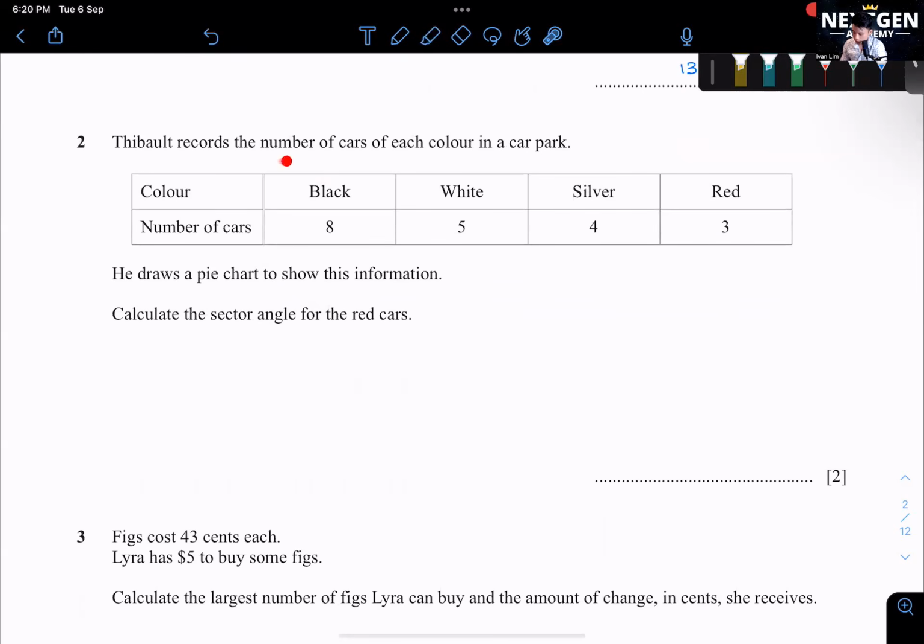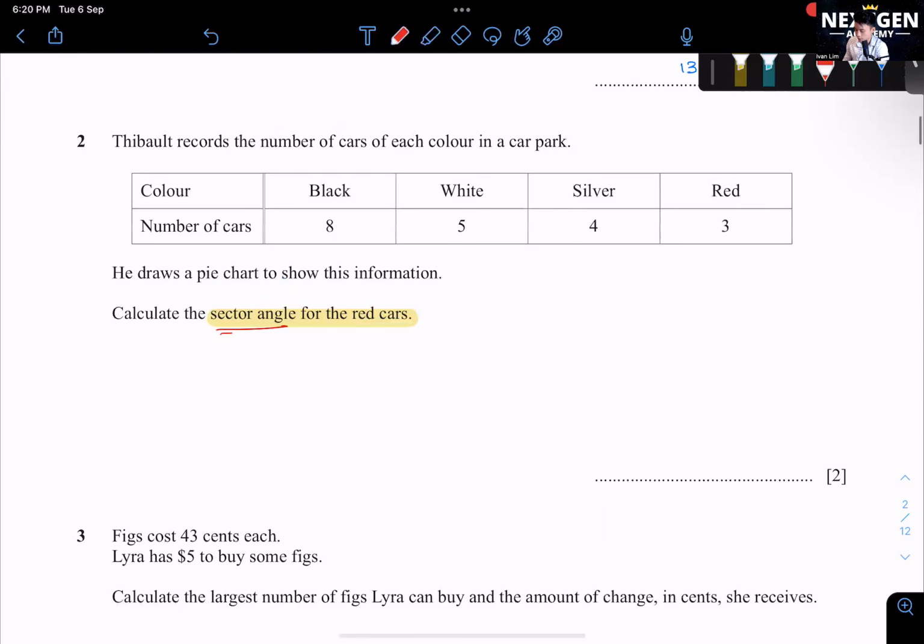Thibaut records the number of cars of each color in a car park. He draws a pie chart to show this information. Calculate the sector angle for the red cars. Do you all know what a sector angle is? What's the keyword, sector? What are we actually drawing here? It's a pie chart. Because they say the word sector, this is called a sector, like a pizza slice.